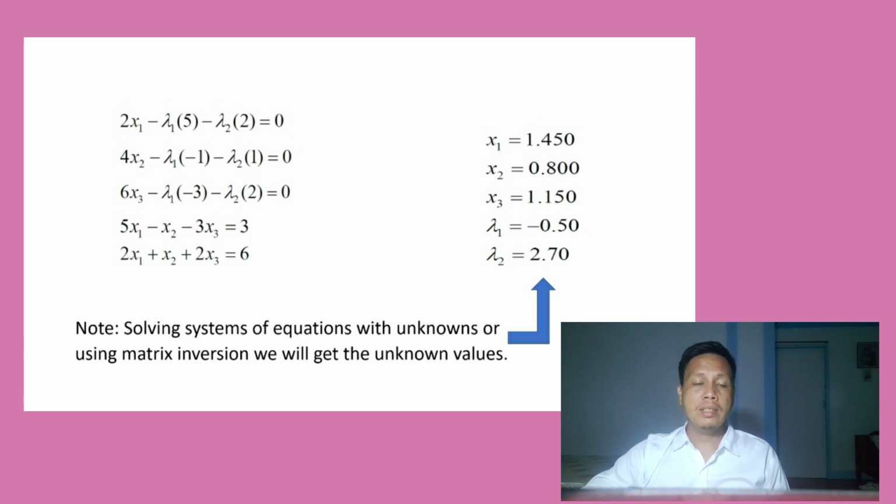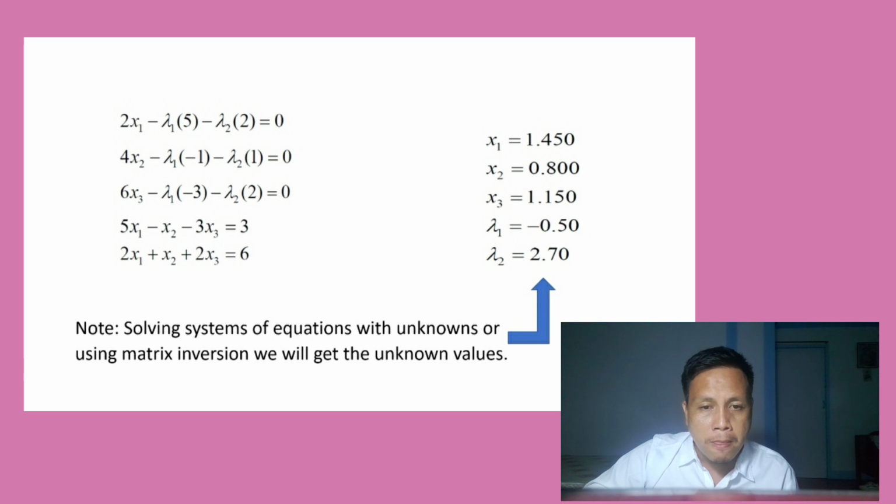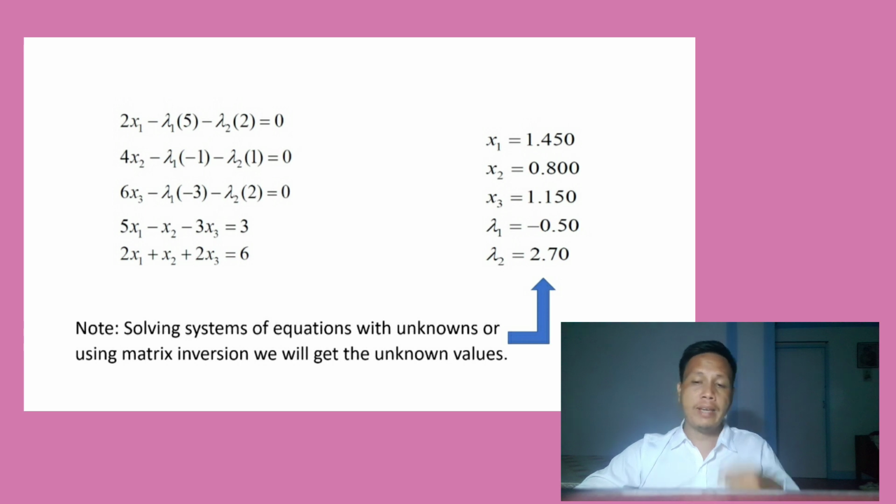For x sub 2, this is the derivative of 2x sub 2 squared, minus lambda 1 times negative 1. This negative 1 is the derivative of negative x sub 2.